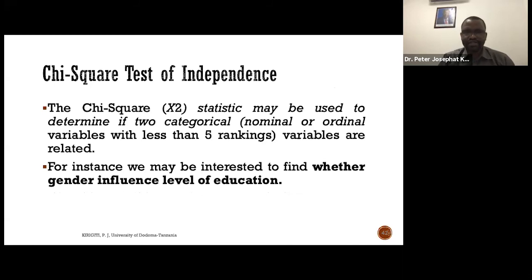Chi-square test of goodness of fit, that means you want to find something which, for instance, here, gender influence the level of education. By nature, as you can see, these are the qualitative data. The variables are qualitative by nature.